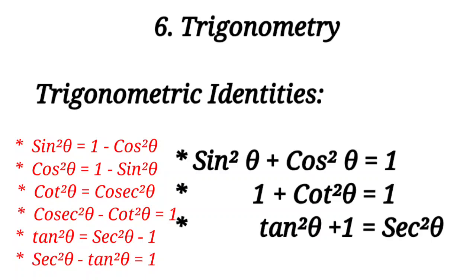Next one, tan square theta is equal to secant square theta minus 1. Then secant square theta minus tan square theta is equal to 1. That's all.